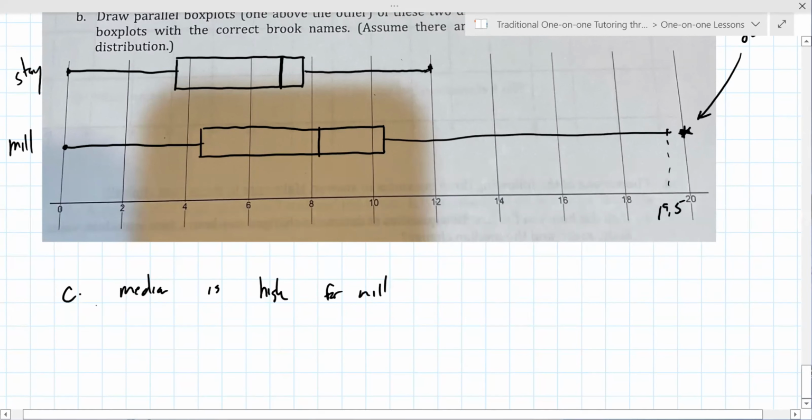So I think the next one that's probably easier to talk about is the spread. Looking at these two drawings, which one is more spread out? Mill. So you would say something like the Mill is more spread out.